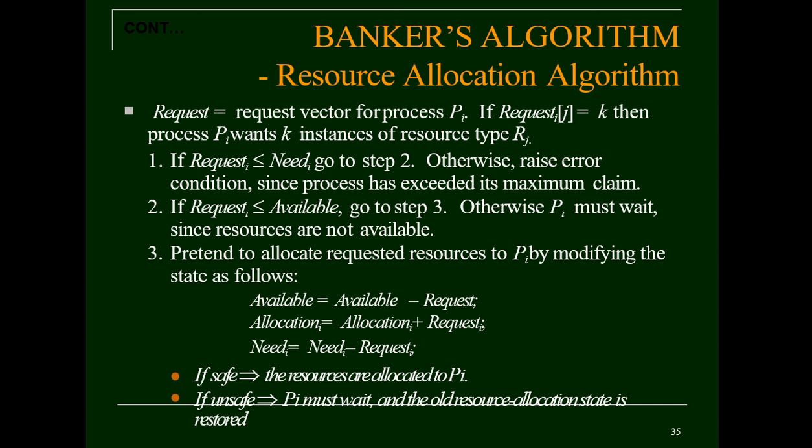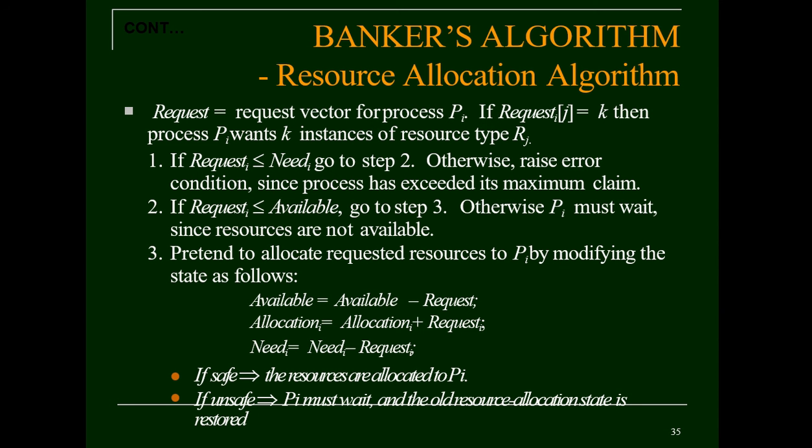So what is request? Request vector for the process Pi. If request of j equals to k, then it means that the process Pi wants k instances of the resource type Rj. So the first condition is that if the request is less than or equal to need, then go to step 2. Otherwise, it raises an error condition because the process has exceeded its maximum claim.